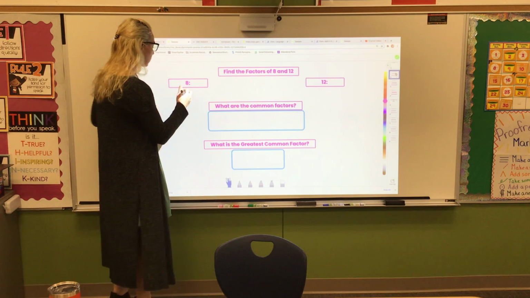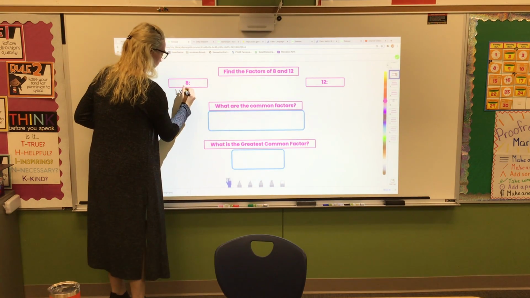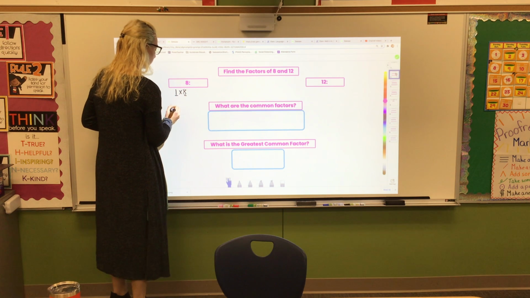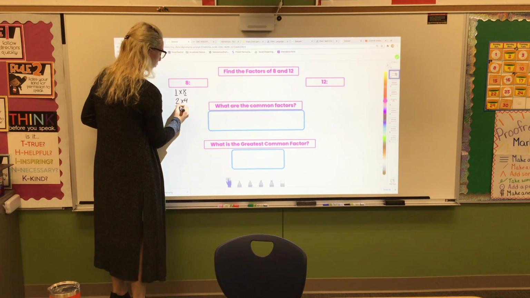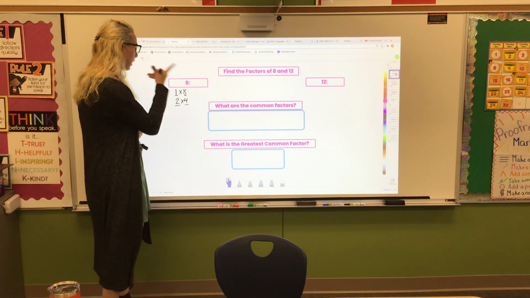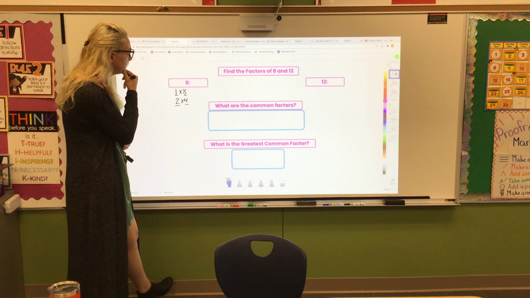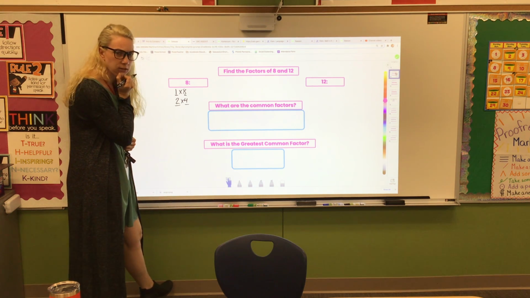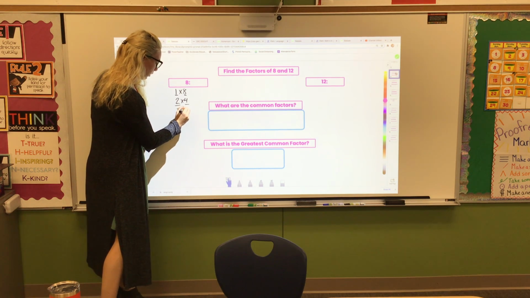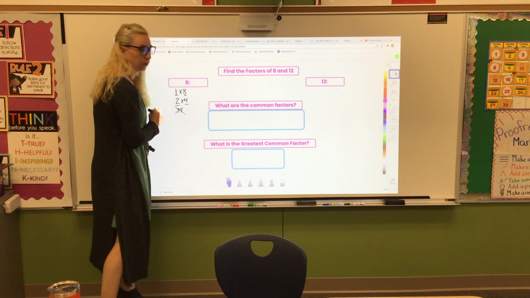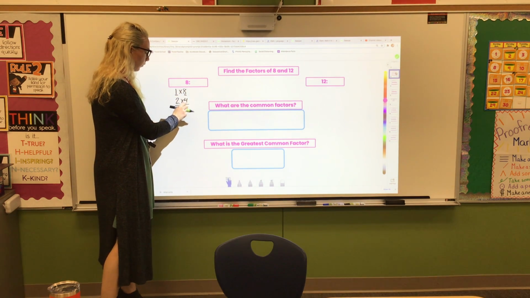When I find the factors of 8, I know that 1 times 8 equals 8, so 1 and 8 are factors. I know 2 times 4 equals 8, so 2 and 4 are factors. And let me think. 3 doesn't multiply by anything, and we already have 2 and 4 next to each other. Since 3 does not work, we're done. We have all of the factors, 1, 2, 4, and 8.